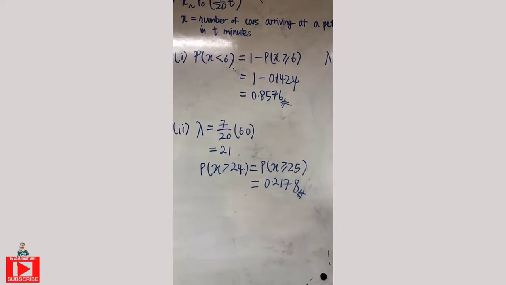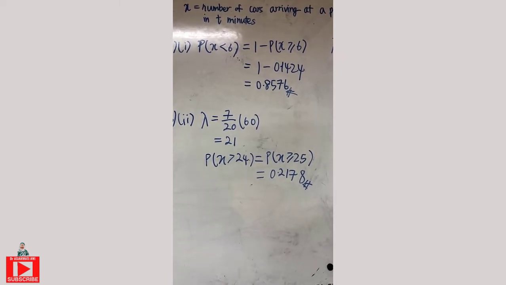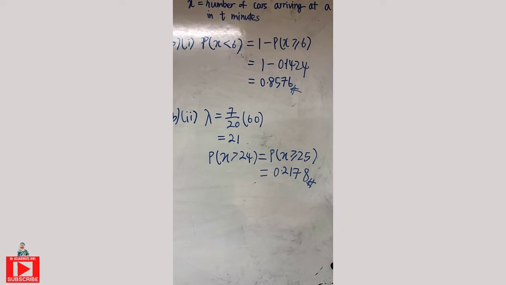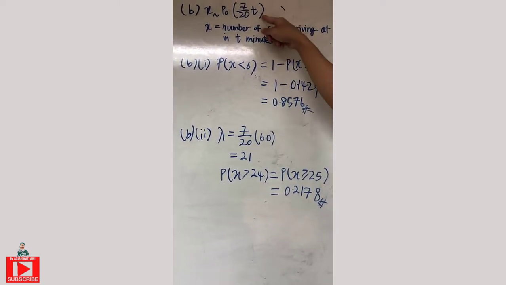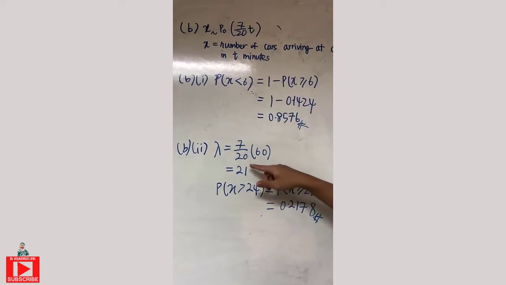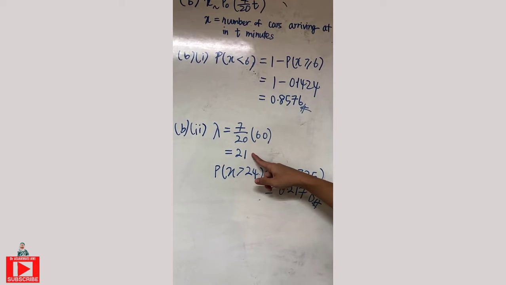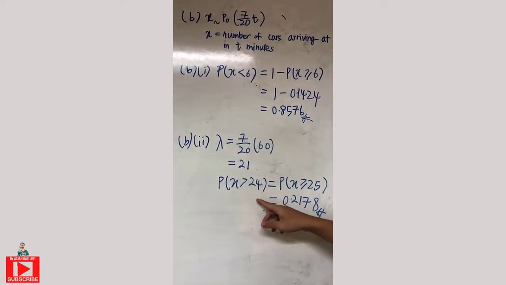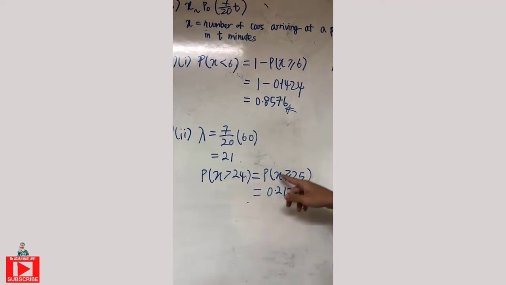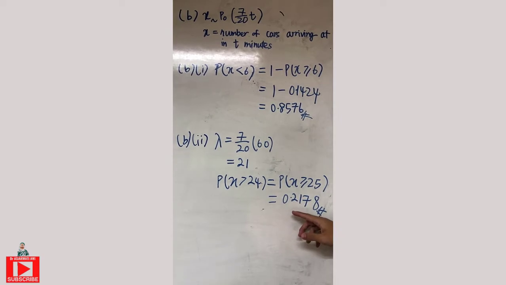For question B2, find the probability that more than 24 cars will arrive in an hour. So given that the time is 60 minutes, we substitute in the original mean, and then we get our new mean equals to 21. And find the probability that more than 24 cars. So we need to find P(X > 24), which is equal to P(X ≥ 25), and from the table we will get our answer is 0.2178. Thank you.